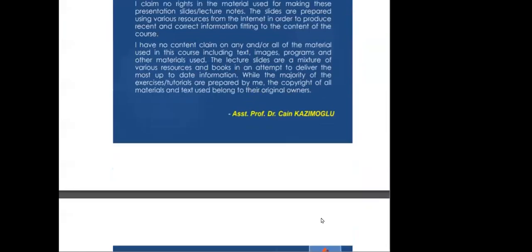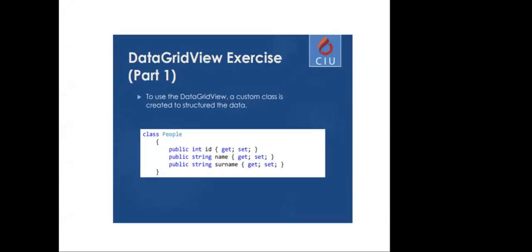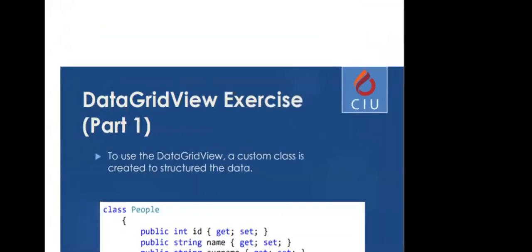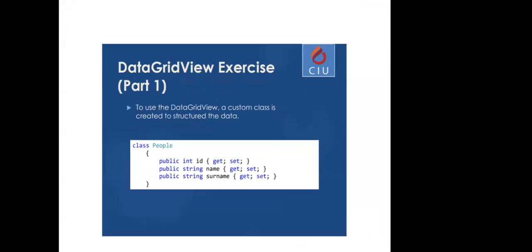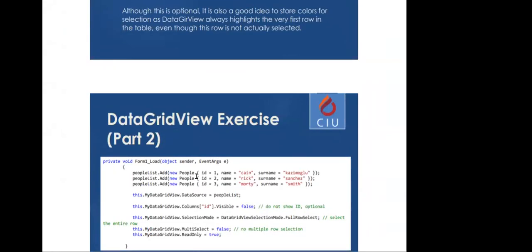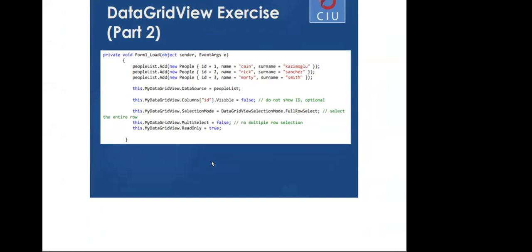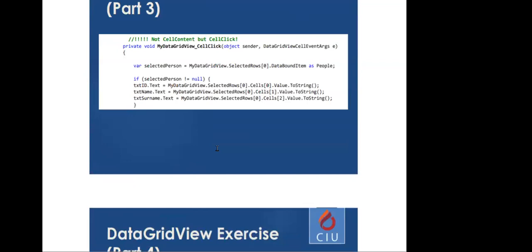In list view, you cannot put the entire data into the list view. You need to add it one by one. The big difference between list view and the data grid view is that, once you created a template, it is possible for you to use the data source property, and using the data source property you can actually initialize the entire data to the data grid view.